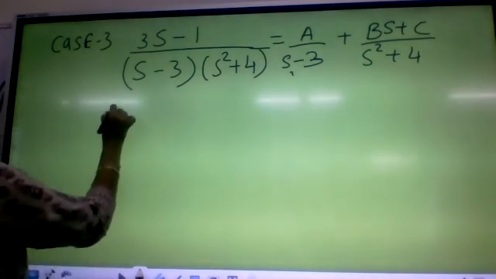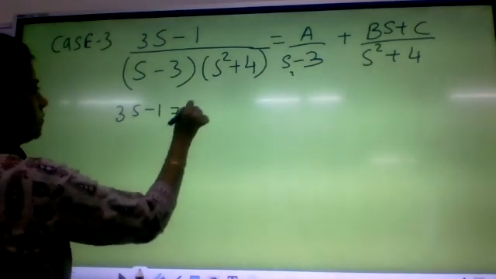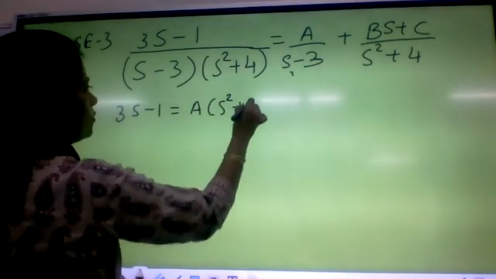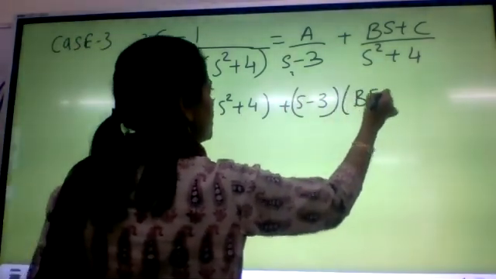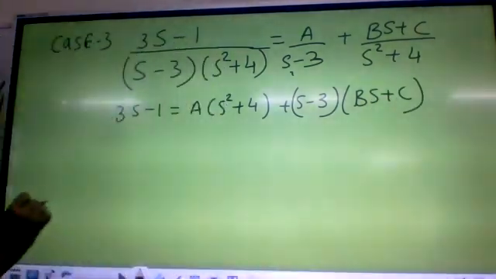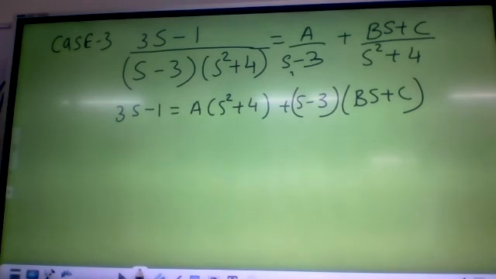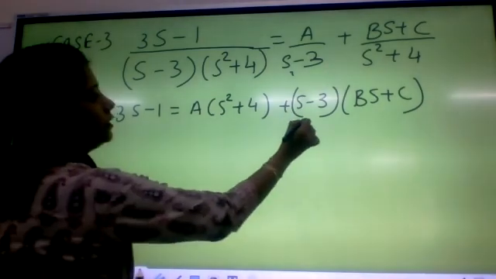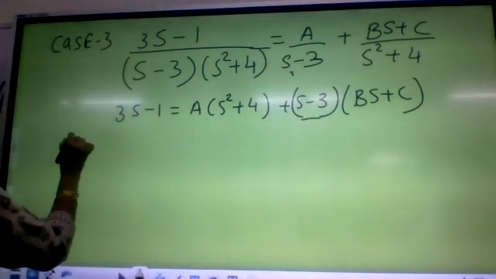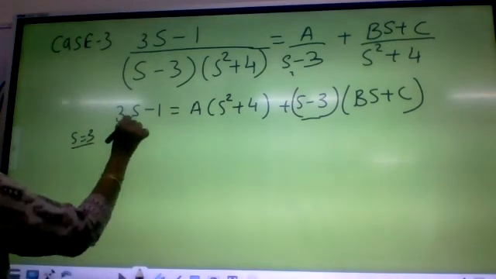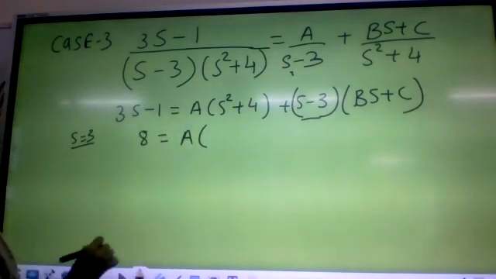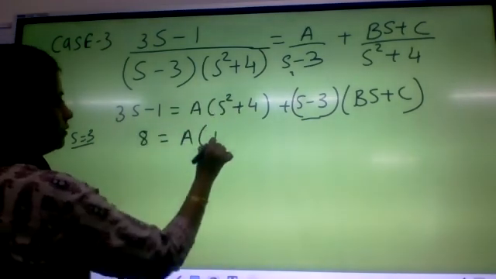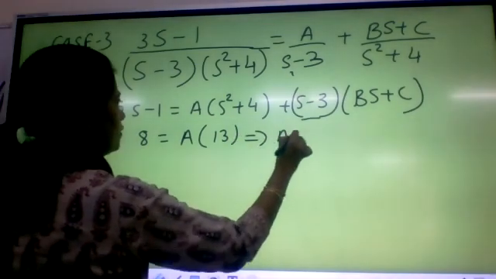Again same thing, take the LCM. So 3s minus 1 is equal to a into s square plus 4 plus s minus 3 into bs plus c. Okay. Now we have to solve this. We have to get the values of a, b, c which satisfy this equation. So first thing, I can put s is equal to 3. That will make the second term 0. So 3 3s are 9, 9 minus 1 is 8. So 8 is equal to a, then 3 square is 9 and 13. So I got a is equal to 8 by 13.